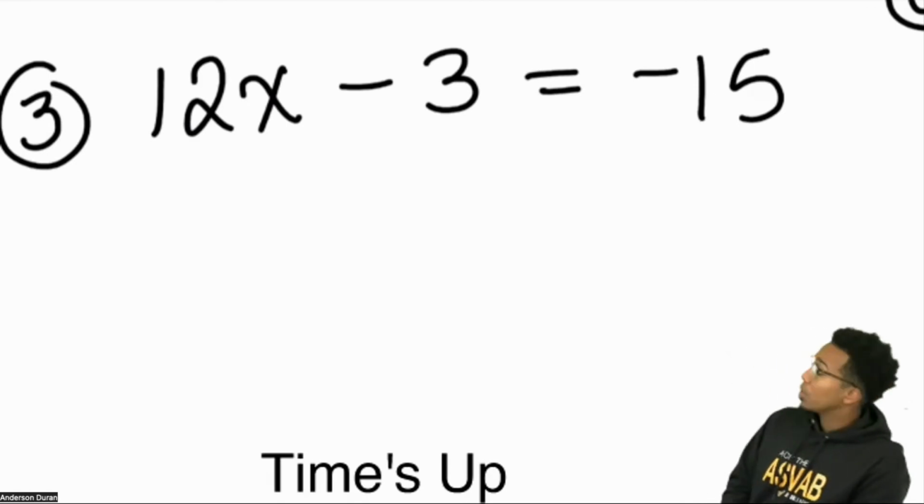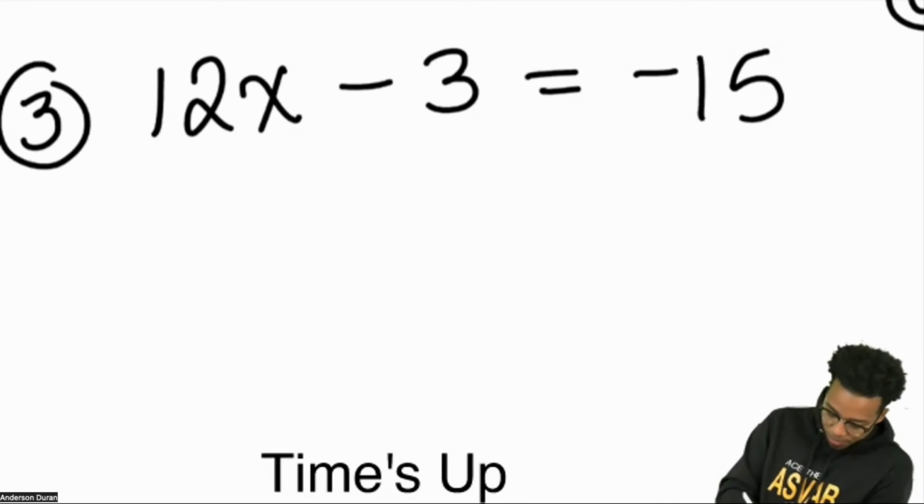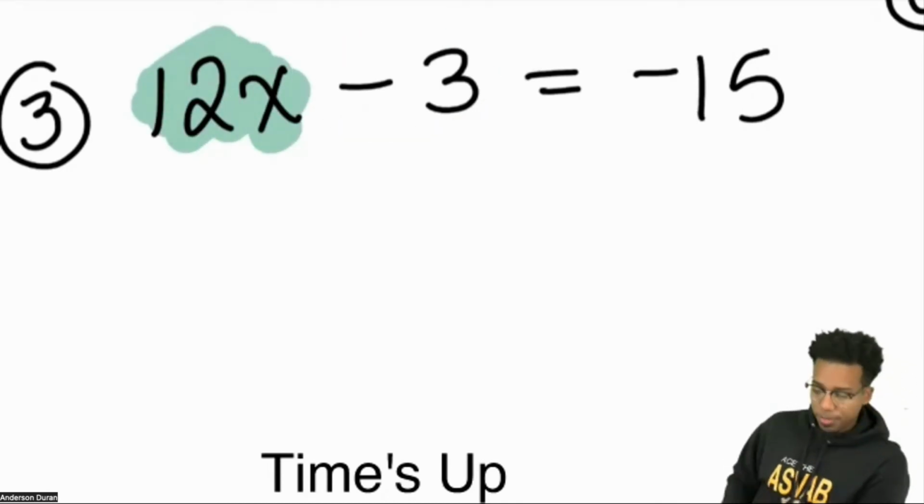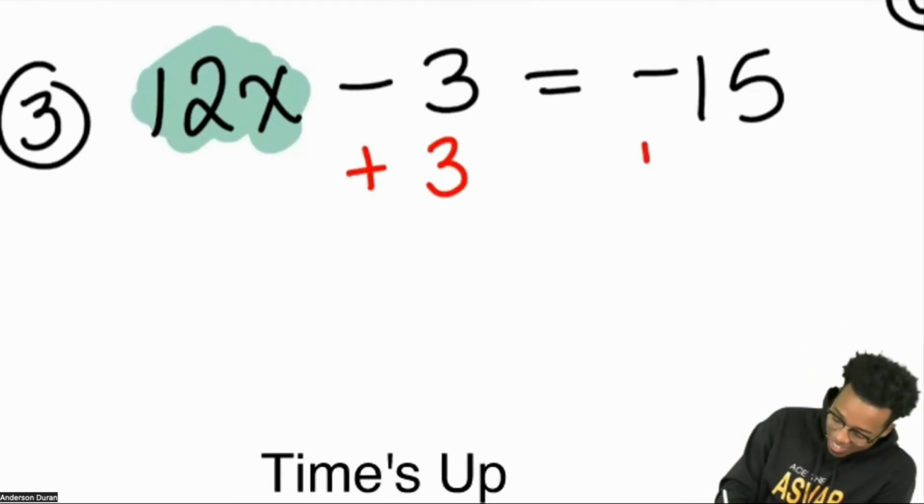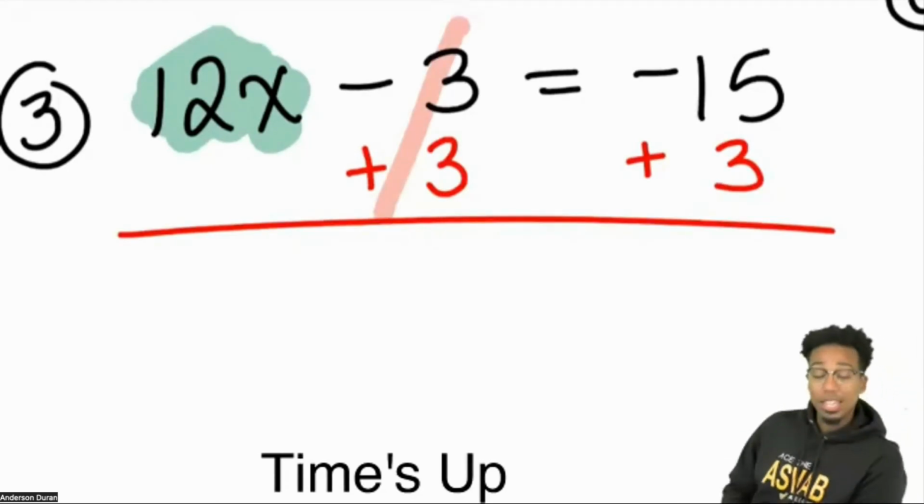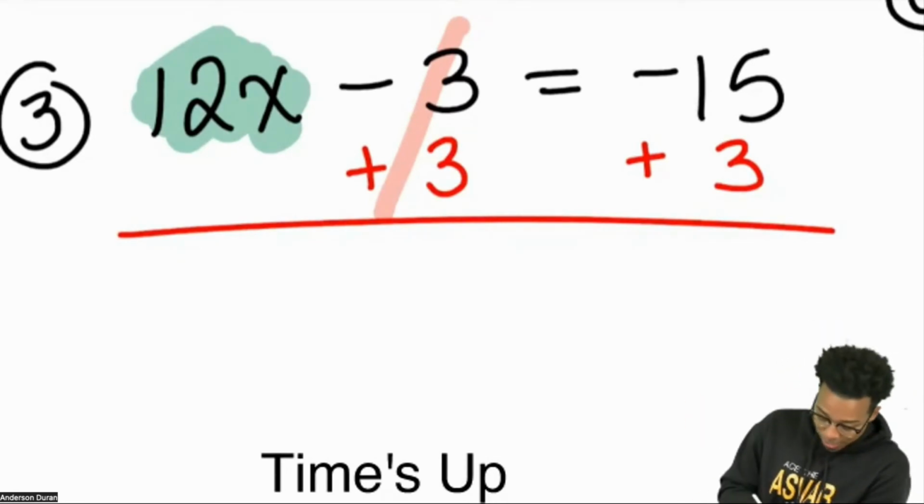But we see that we have the 12x, and then there's that minus 3 right there. So to get rid of a minus 3, that's right, you guys already got it down. Add 3 to both sides, nice and easy. Once that happens, that cancels out because subtracting 3 and adding 3 are opposite operations. And so here we have the 12x left over by itself.